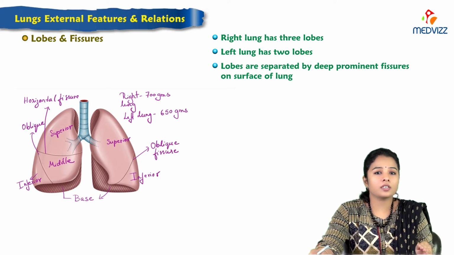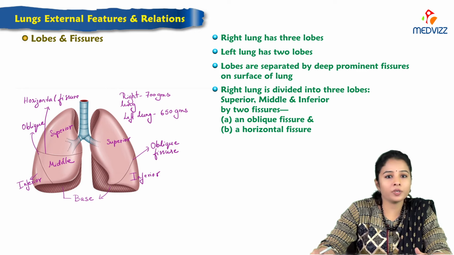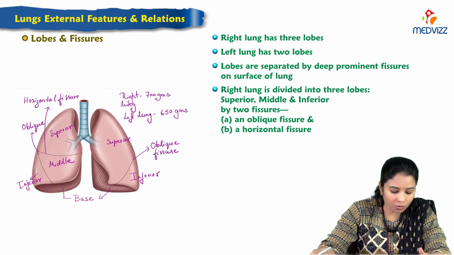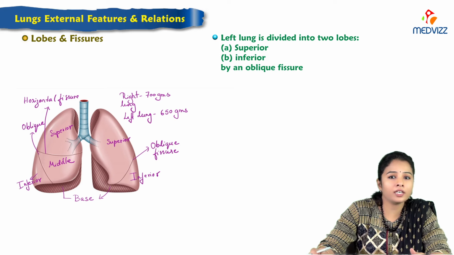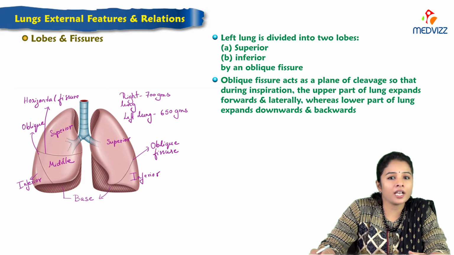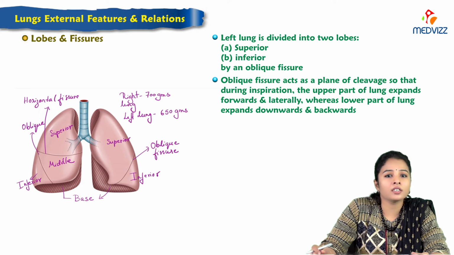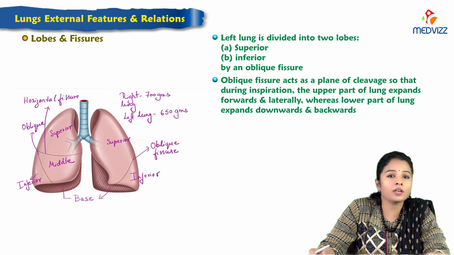The lobes are separated by deep prominent fissures on the surface of the lung. So the right lung is divided into three lobes, superior, middle and inferior, by two fissures, the oblique fissure and the horizontal fissure. And the left lung is divided into two lobes, superior and inferior, by an oblique fissure. The oblique fissure acts as a plane of cleavage so that during inspiration, the upper part of the lung expands forwards and laterally, whereas the lower part of the lung expands downwards and backwards.